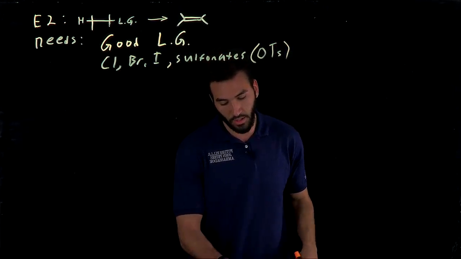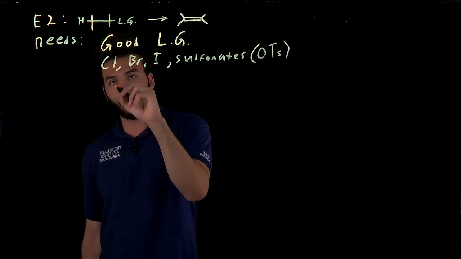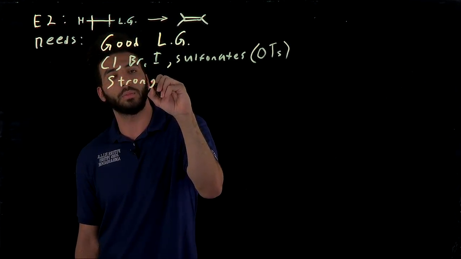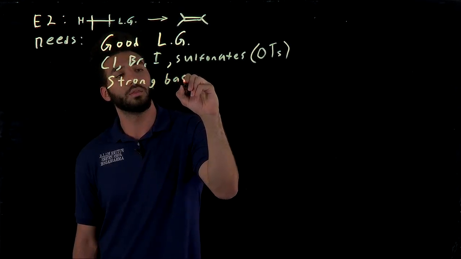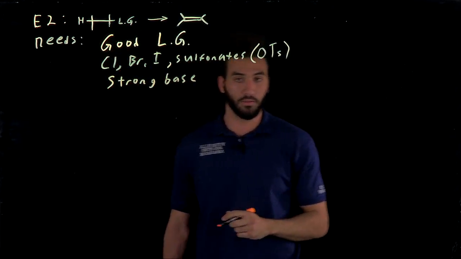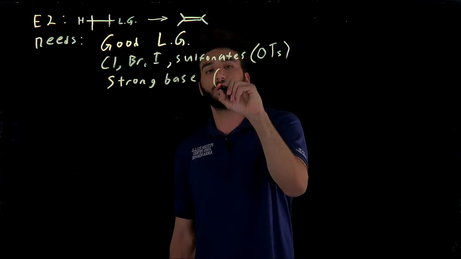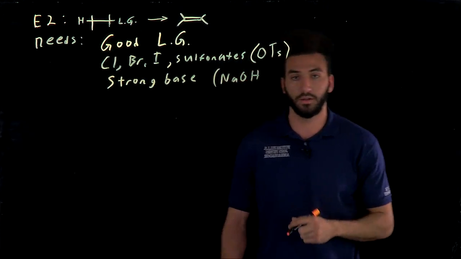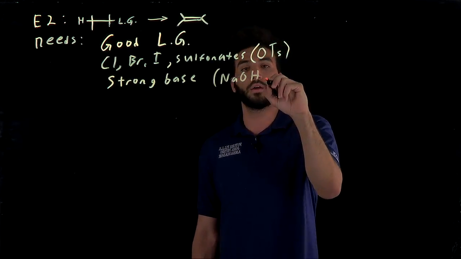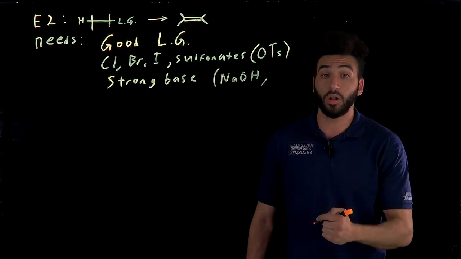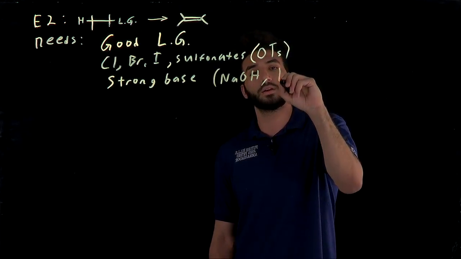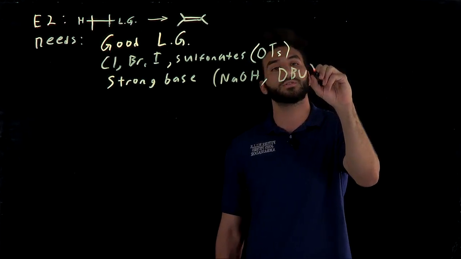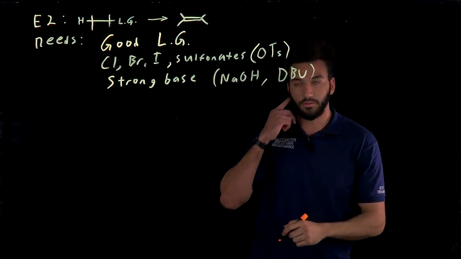Okay? And another thing we need is a strong base. What's an example of a strong base? The common example that we're going to be talking about today is NaOH. Very common, and you're going to see this reagent very frequently. Another one, which is going to be a bulky base, which you have to keep in mind, is DBU. Okay? DBU does something funky that we'll delve into later.